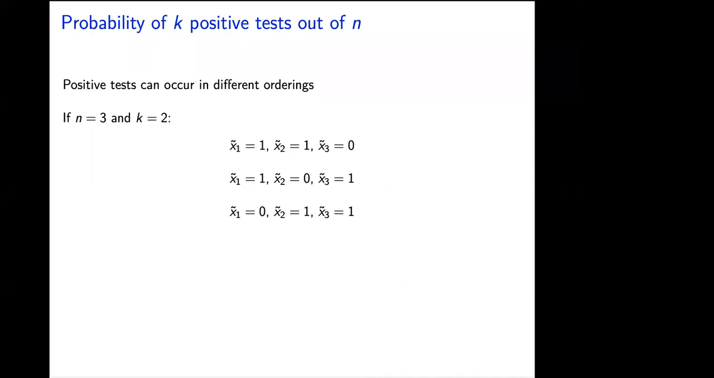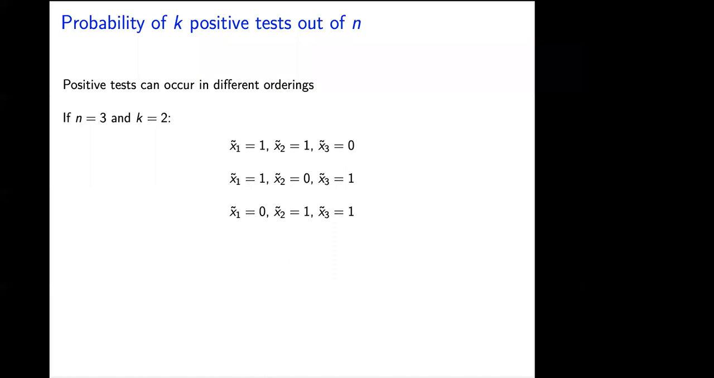tests can occur in a bunch of different orderings. So if we think about these joint probabilities, we need the joint probability of x1 equals 1, x2 equals 1, x3 equals 0, as well as the probability of x1 equals 1, x2 equals 0, x3 equals 1, if we want to check whether this variable y tilde is equal to k, when k equals 2. So these are all of the different joint probabilities we would need to test.